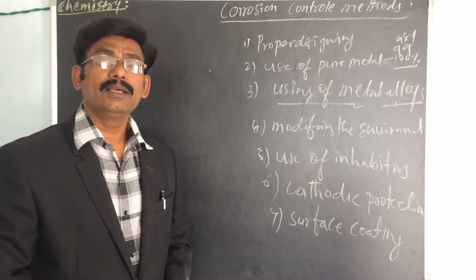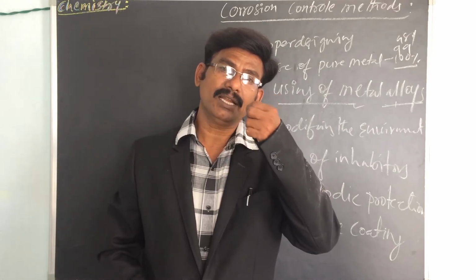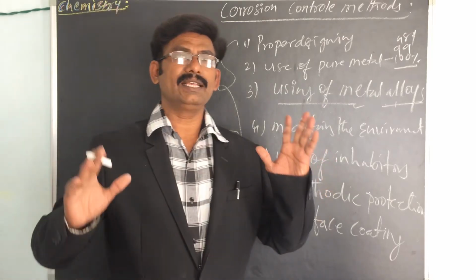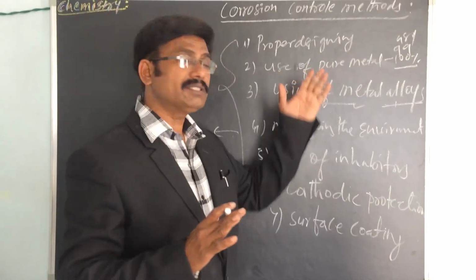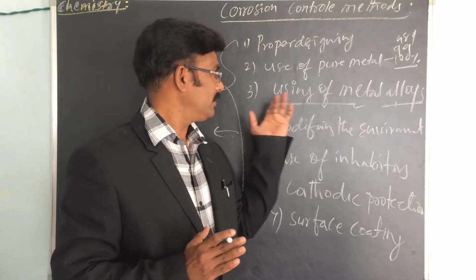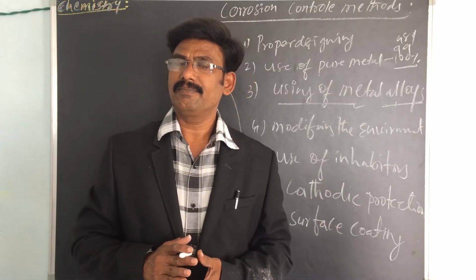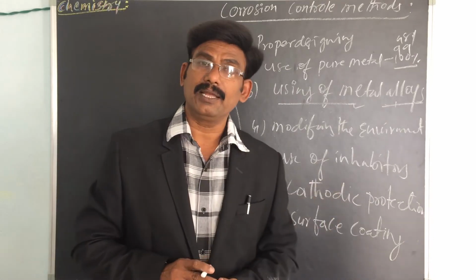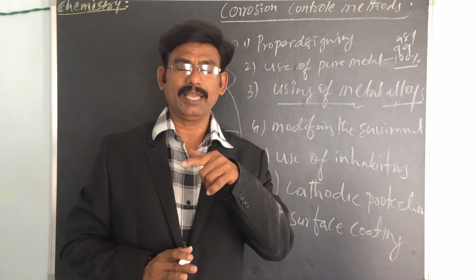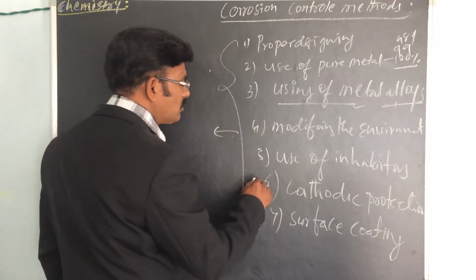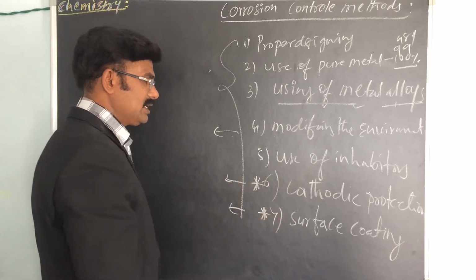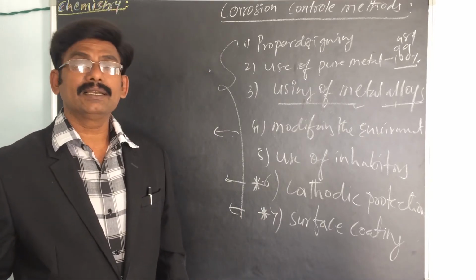These are some of the methods of corrosion control. All these will control the corrosion. So we have to design the proper shape, try to use pure metal, modify the environment, use metal alloys, and use cathodic protection and surface coating. These are some of the important corrosion control methods. Among these six, in our syllabus you have to read these two completely: cathodic protection and surface coating.